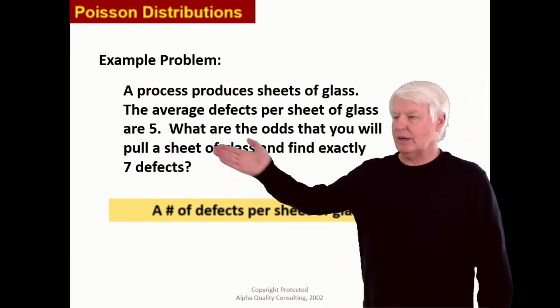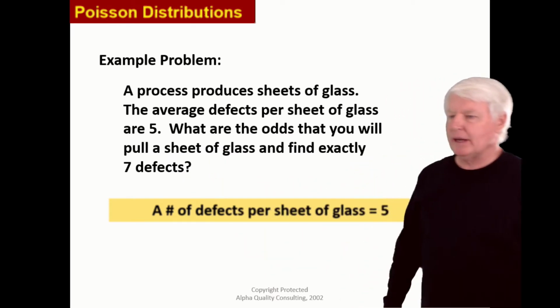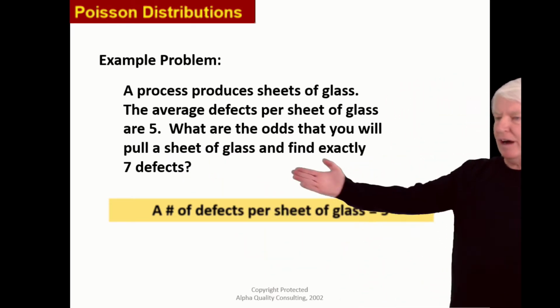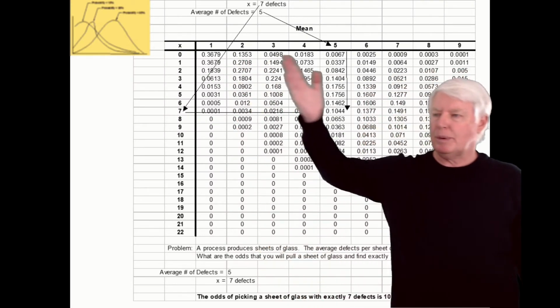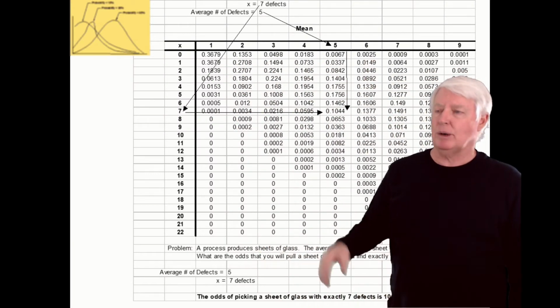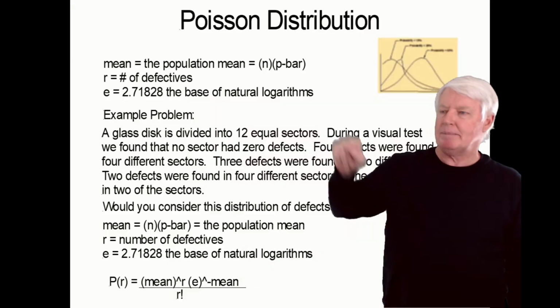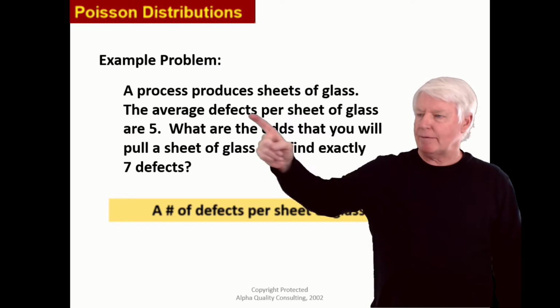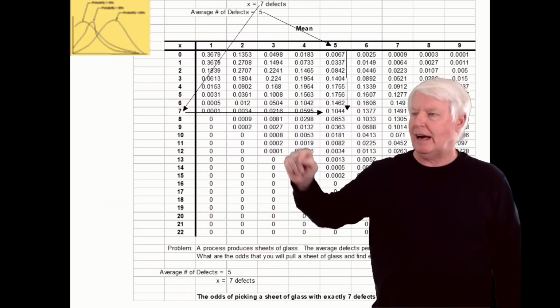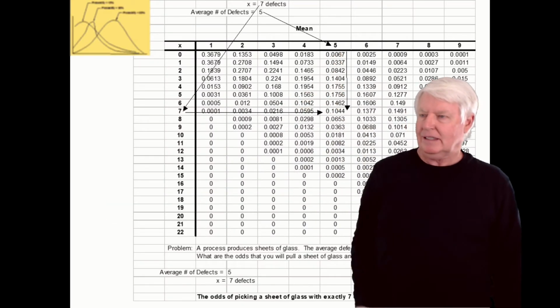They only gave us two numbers, the average and the number they're interested in. The average is 5, and we'll need that 7 here in a little bit too. How do you use it? Well, it's pretty easy. This is the Poisson table. You go to the mean, which remember was 5. Let's go back there. Average defects per sheet of glass are 5. There's the mean, 5.